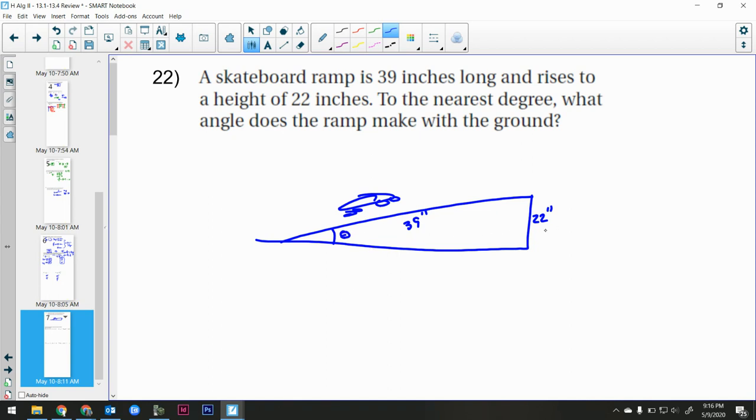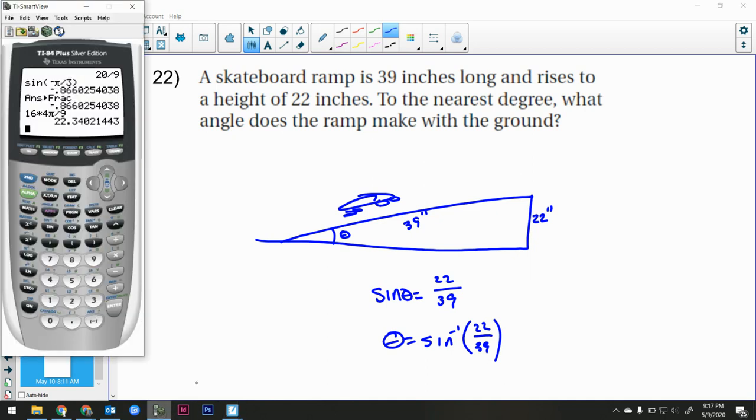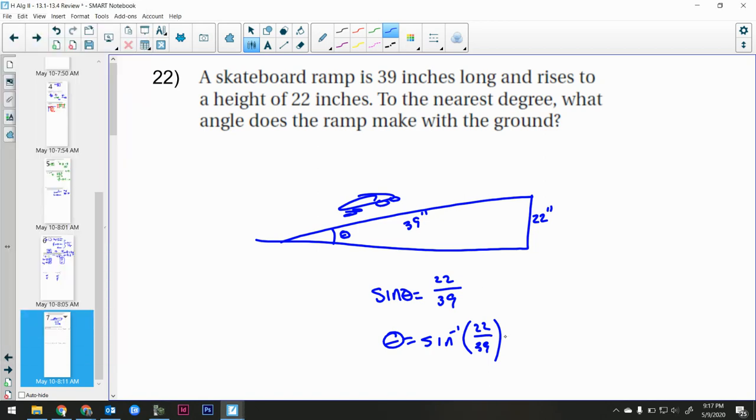Okay. Well, this is sine. Sine theta is going to be opposite 22 over hypotenuse 39. So theta can be calculated by taking inverse sine of 22 over 39. Let's go to my calculator here. Inverse sine of 22 over 39 gives me, that's in radians. Since it's a really small decimal, I know it's going to give it to me in radians. Let's put it back into degree mode. I want my calculator to spit out degrees instead of radians. And run that calculation again. 34 degrees is a little bit better. 34 degrees. Up to the nearest degree.